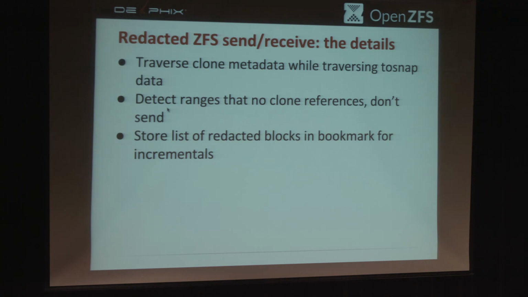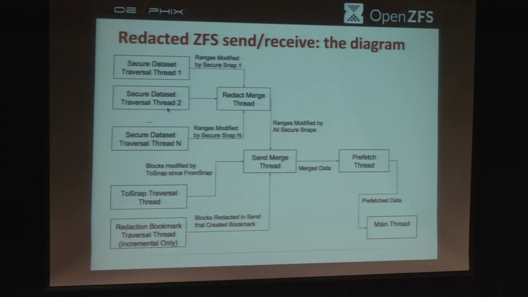Now, I could give probably an hour-long talk on how redacted send and receive works because it's a huge change. It's over 5,000 lines of code. But to give you a taste of what it looks like, this is the block diagram of how data flows in redacted send and receive. Each box is a thread, each arrow is a queue. To give you a sense of scale, everything green is new in redacted send and receive. So where there were once 3 threads, there are now 6 plus N threads. And this isn't including any of the changes to receive or any of the other code that helps this work.